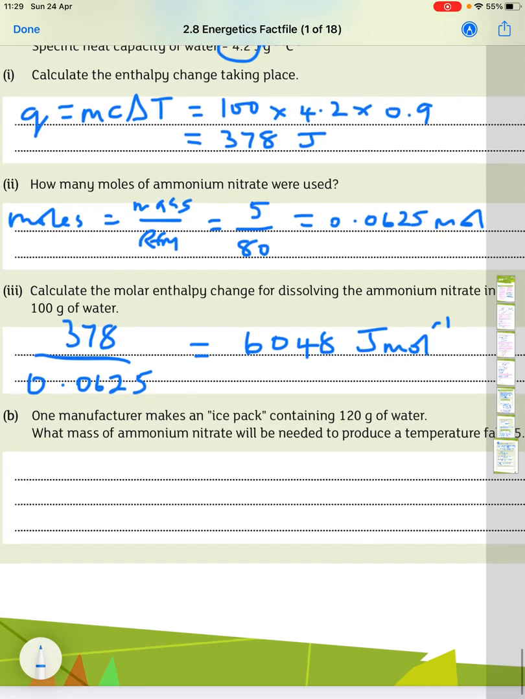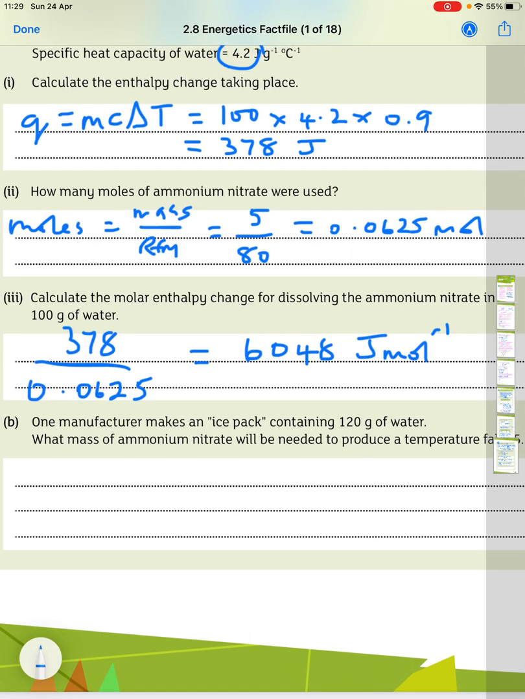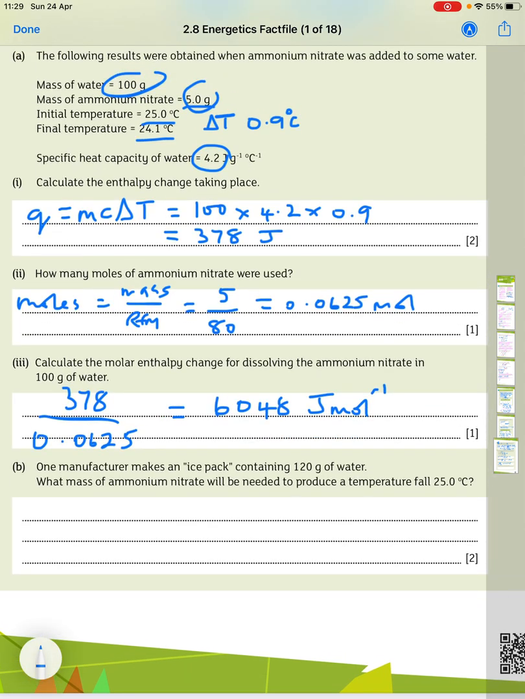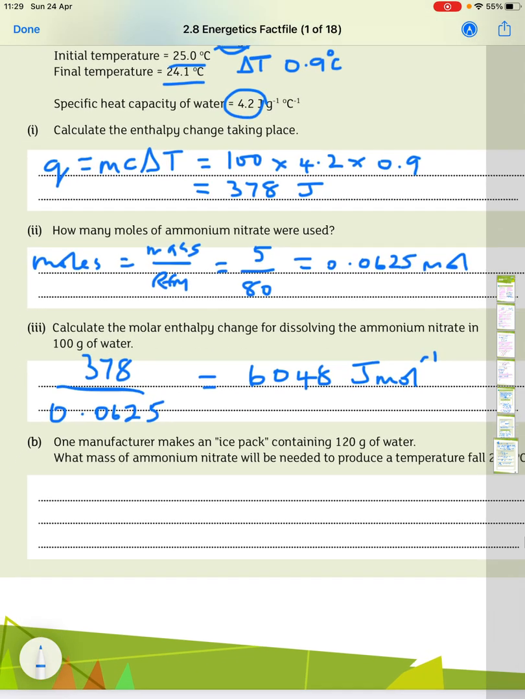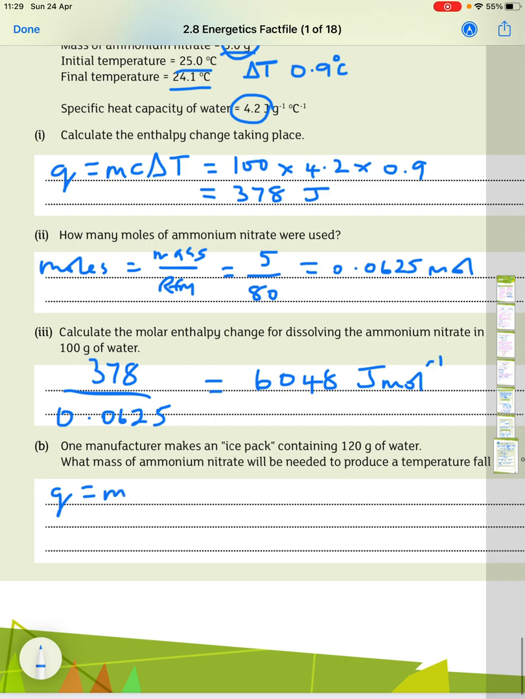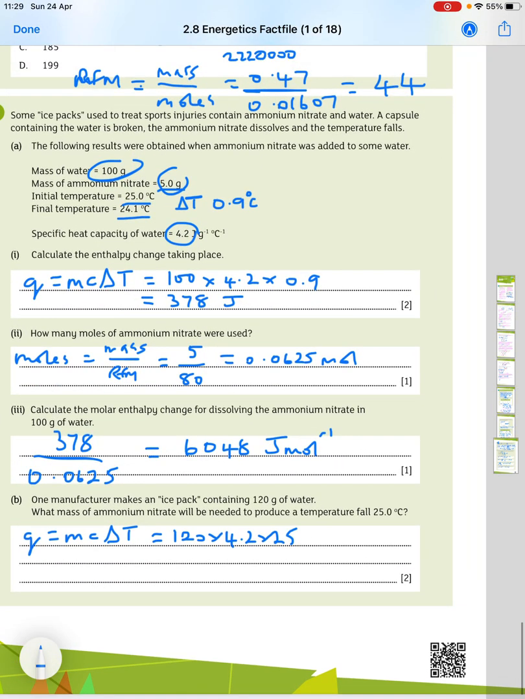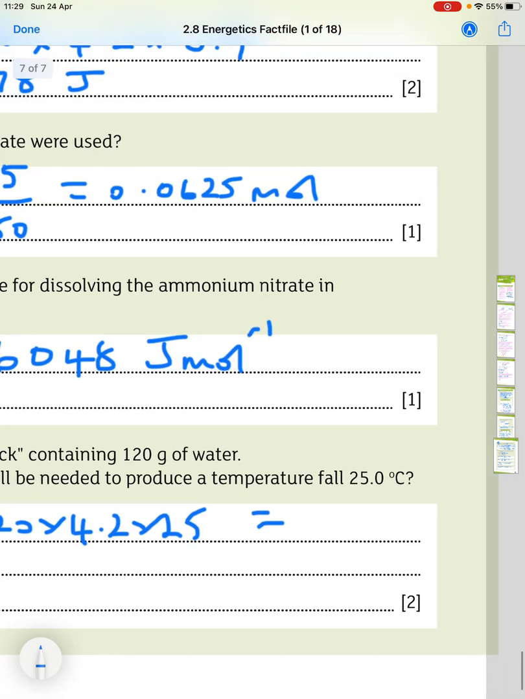So then it says one manufacturer makes an ice pack containing 120 grams of water. What mass of ammonium nitrate would be needed to produce a temperature fall of 25 degrees? So we can do that this way. Q equals mc delta T, which is 120 times 4.2 times 25, which gives us 12,600 joules.